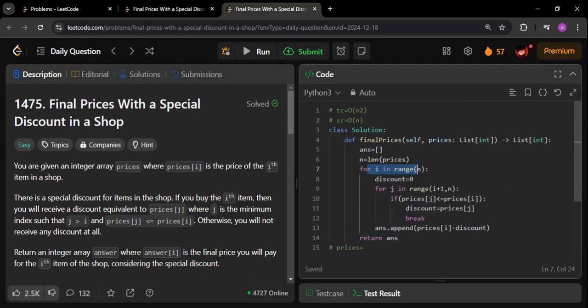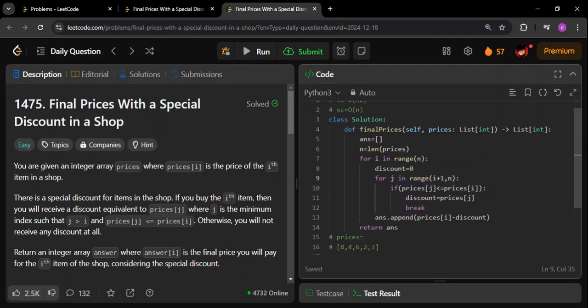See, there are two for loops, and both are going till the end. As simple as that. So that is the reason why it is going to be an O of n square solution. If you talk about the space complexity, this particular thing will have to be included in your answer. This is the answer that we are calculating, and this is going to be O of n space.